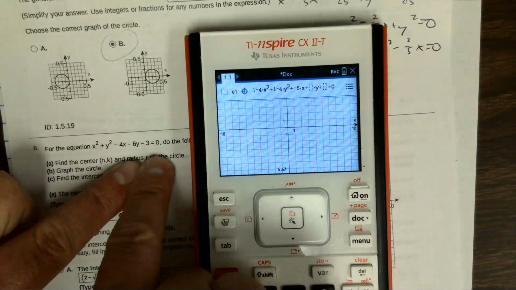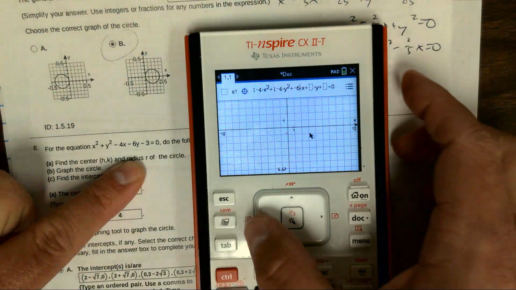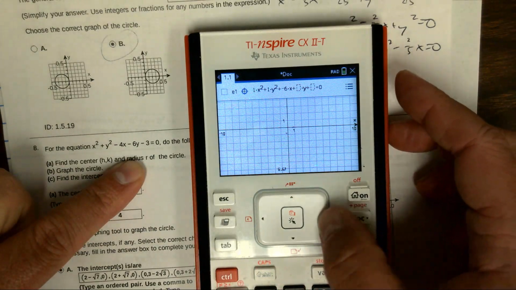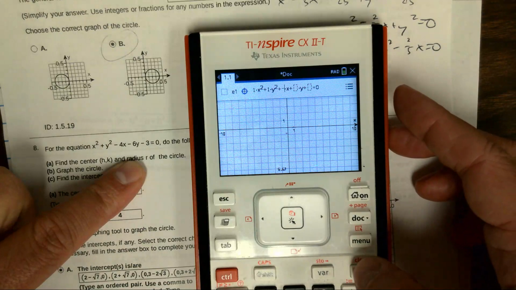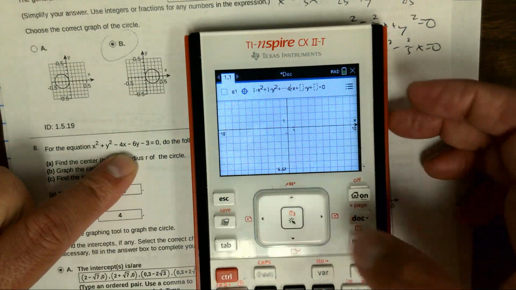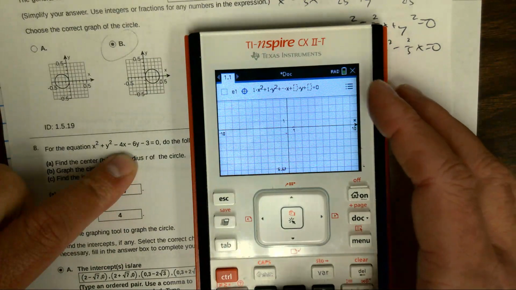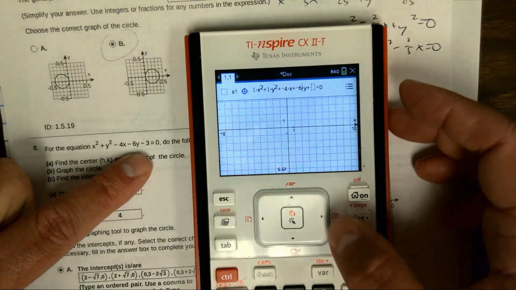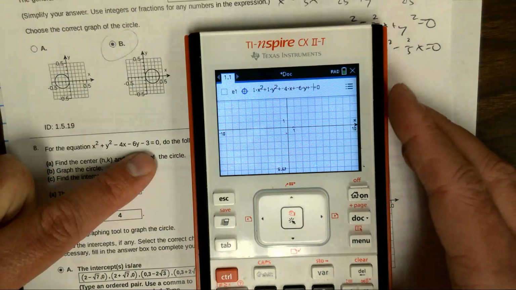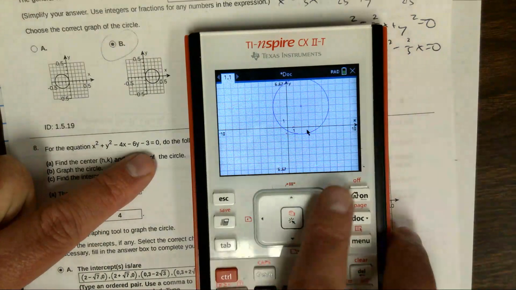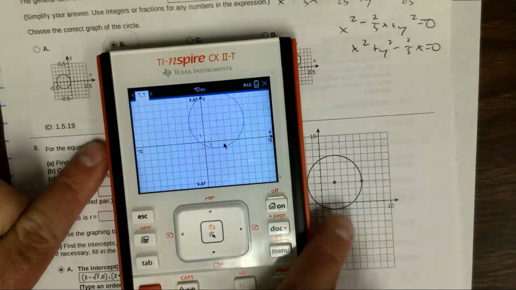Now here's, whoops, what happened there? It should have been the same. Okay. I need to type my -4 in front of my x. And I need to type my -6 in front of the y. And I need to type a -3. Okay, so there it is, which is like what they have.